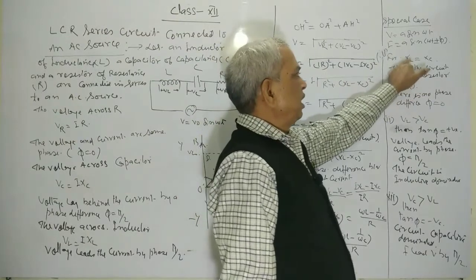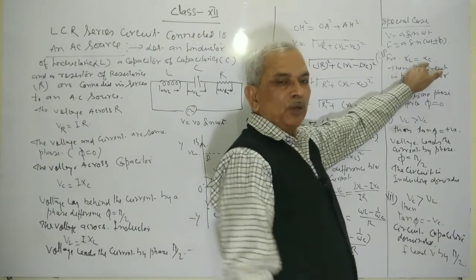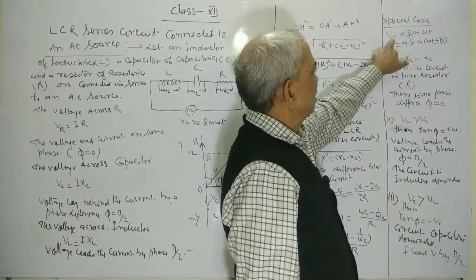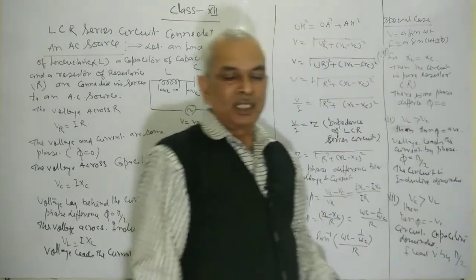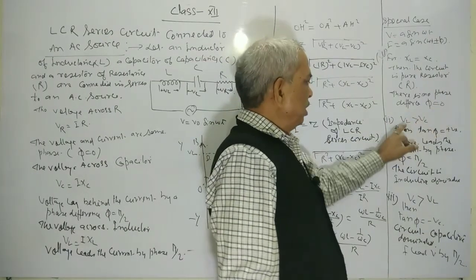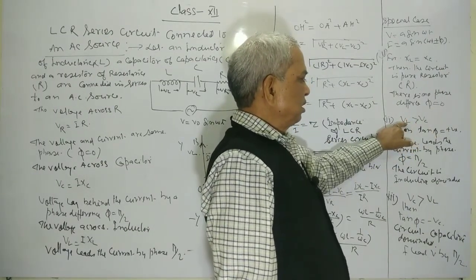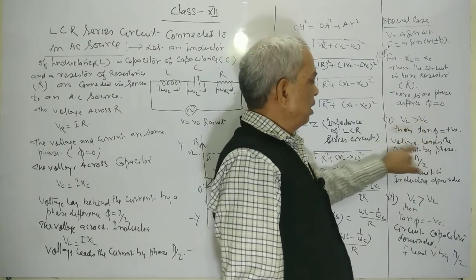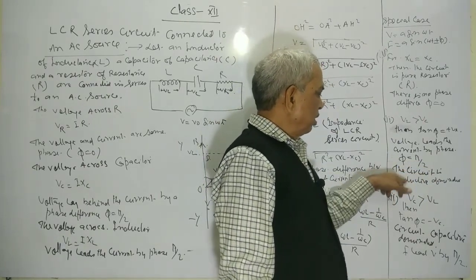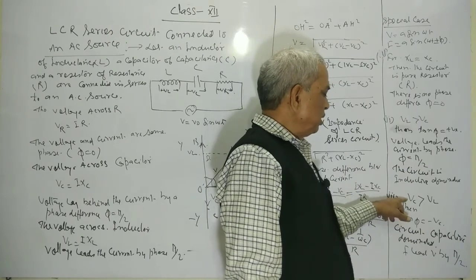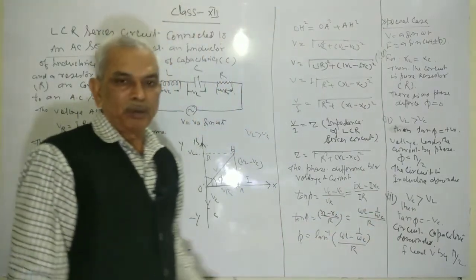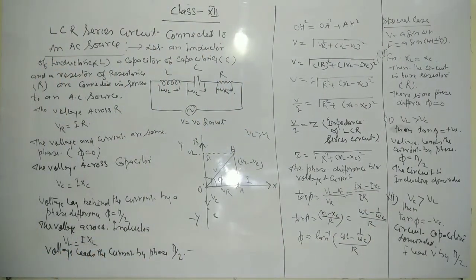If XL and XC are equal to each other, in that case only resistance is in the circuit and the current and voltage have no phase difference. Phase difference is 0. If the inductor voltage leads the voltage of the capacitor, then the circuit is inductive dominated. If VC leads the voltage of inductor, then the circuit is capacitive dominated. This is all about the LCR circuit.